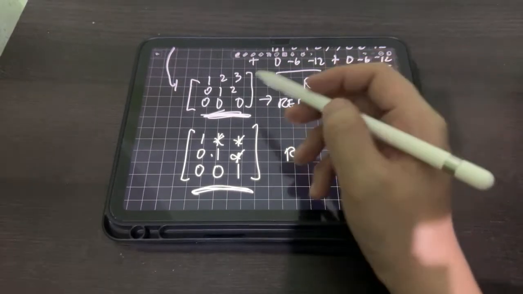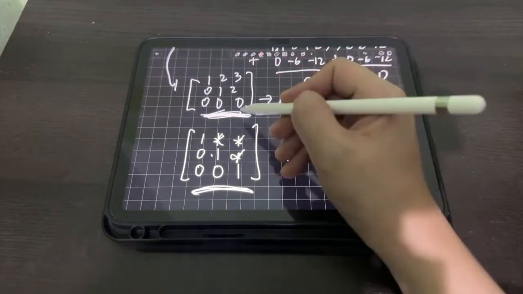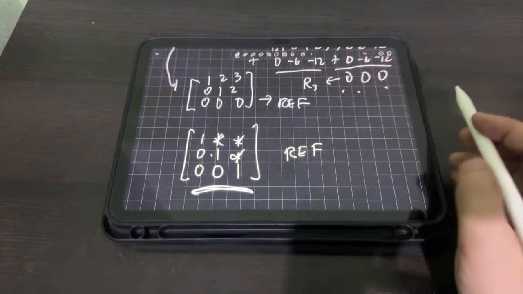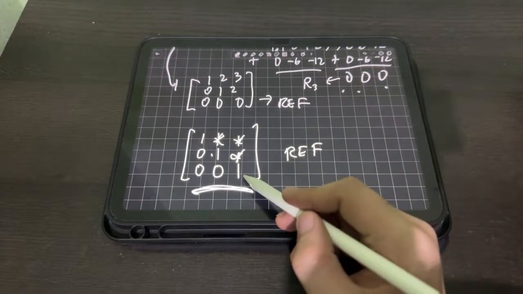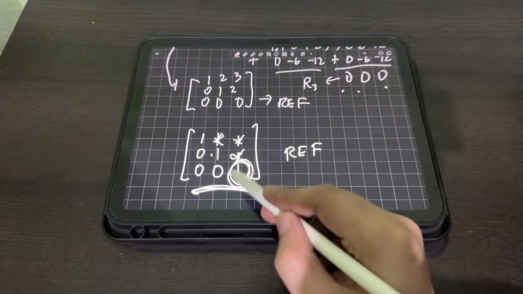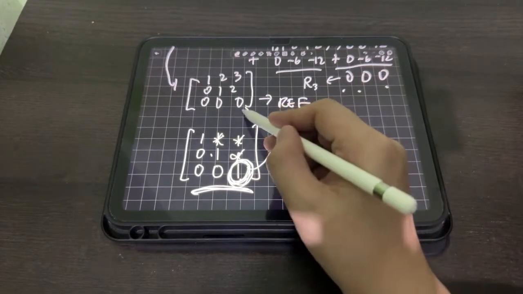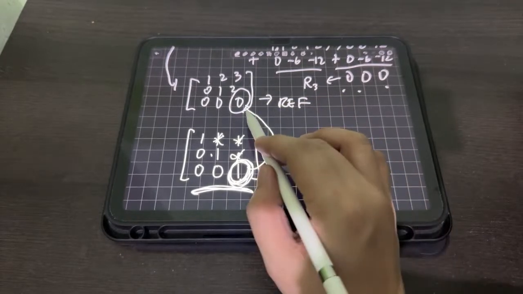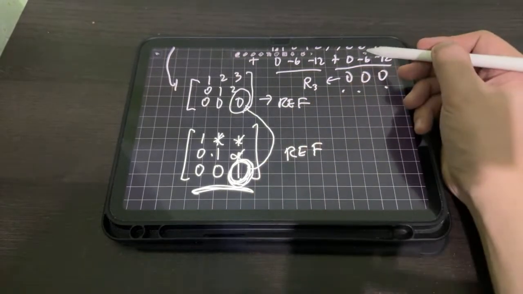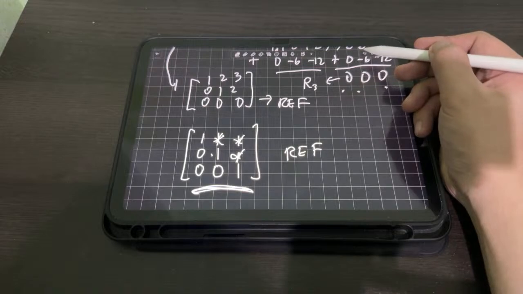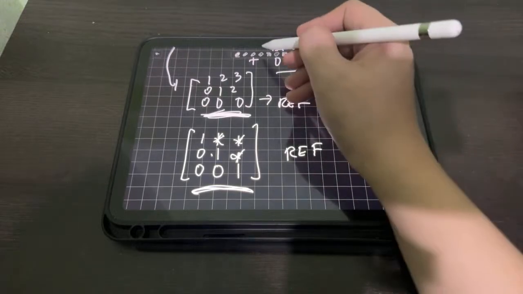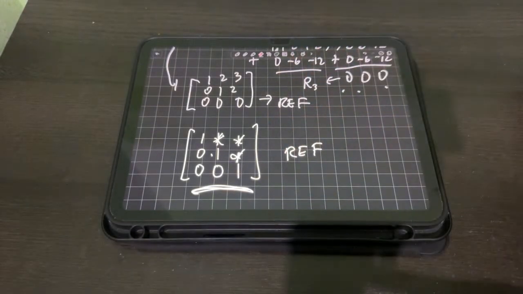Okay, if you try to apply the three properties of REF, we don't need to make this entry become 1 because it's already 0. So therefore, it's already in REF form.